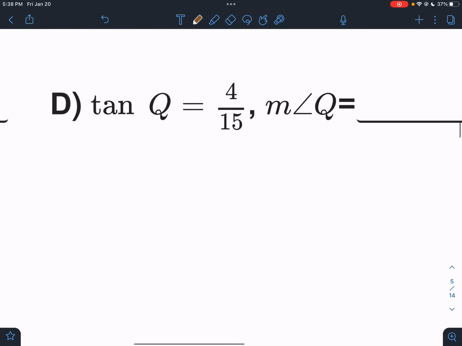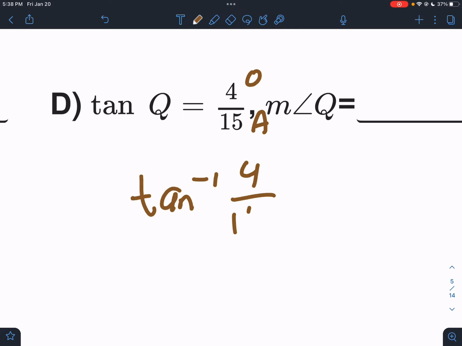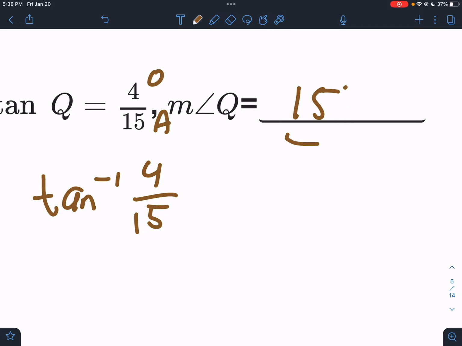Same idea here. Tangent of Q, that is opposite over adjacent. So the measure of angle Q will be inverse tangent of opposite over adjacent. And when I round to the nearest degree, that would be 15 degrees.